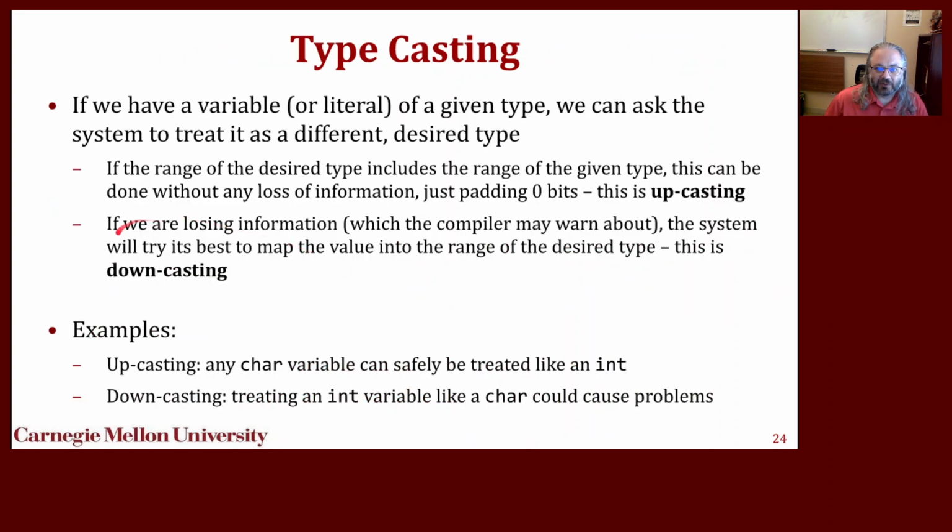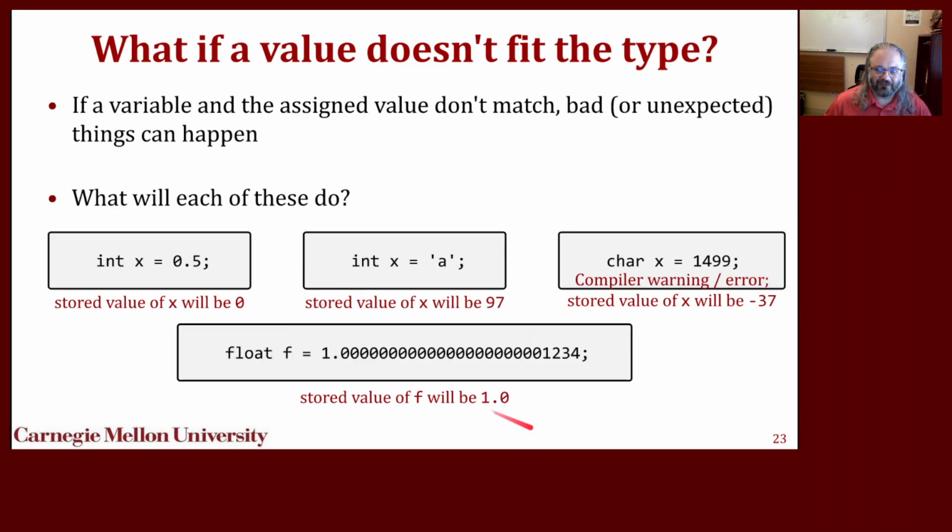On the other hand, if we're losing information, if we're trying to map a large variable into a smaller range, this is when the compiler knows that we're going to lose information and it might create warnings. The system will try, and it will often try and create a warning. Some compilers will actually fail because they don't want to make assumptions about what you're doing. This is called downcasting. Downcasting is an example of, here is an integer, I want you to treat it like a character. And this is the case in this example.